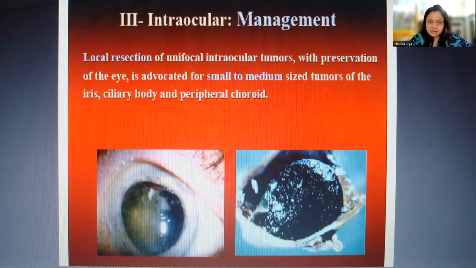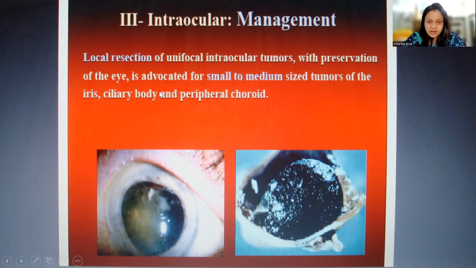So this is the management of the local resection of the unifocal intraocular tumors with preservation of an eye. If there is a localized or small to medium sized tumor of the iris, ciliary body, or the peripheral choroid, then we can go with the local resection without removing the eye. Only the tumor we have to remove. That is a local resection of unifocal intraocular tumors.